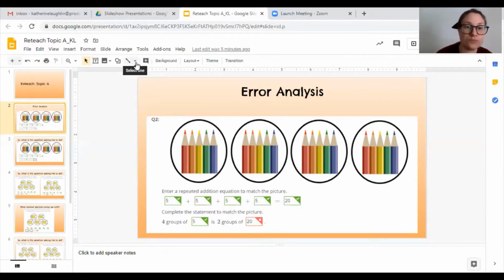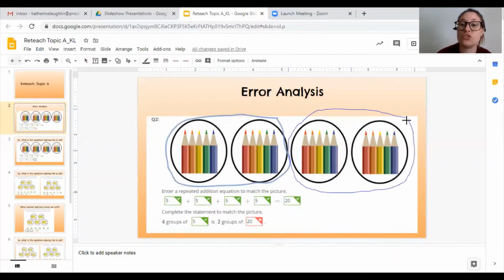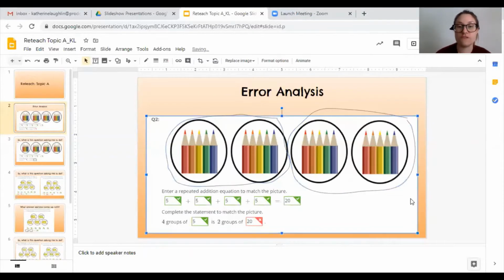So what I'm going to do is take my little scribble line and circle 2 groups. 1 and 2. So now I have 2 equal groups, and I am going to figure out how many colored pencils are in each of those groups. So I have 5 and 5 makes 10.